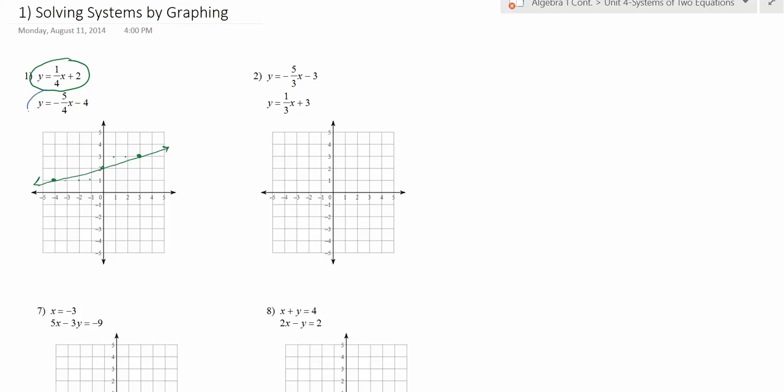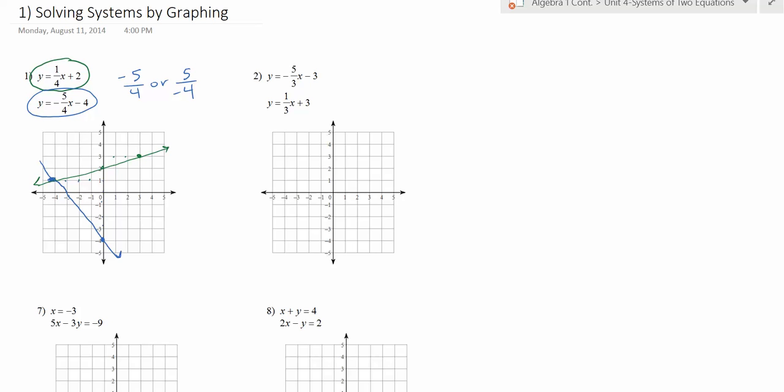So if we take our second equation, my y-intercept is -4, so I'm going to start at -4. My slope is -5/4, or I can think of it as 5 over -4. So either way, my line should be going down as I read the graph from left to right. So I could go up 5, back 4, or if I had space, I could also have gone down 5 over 4.